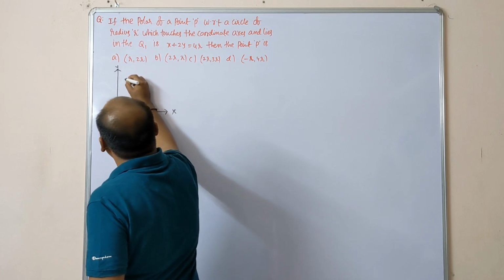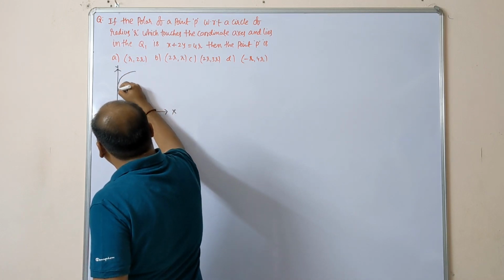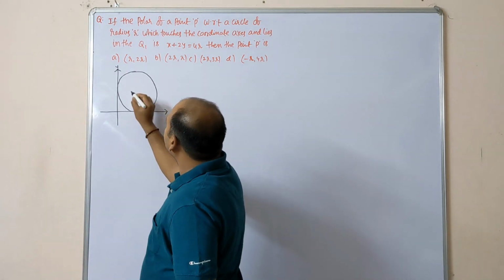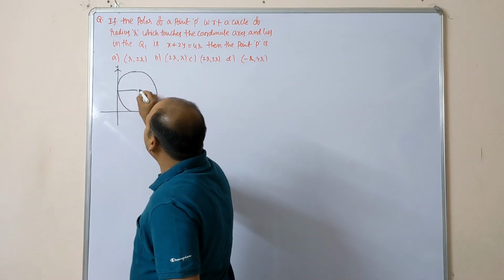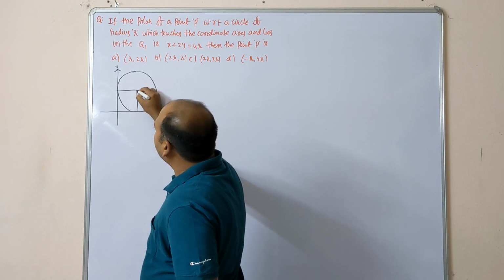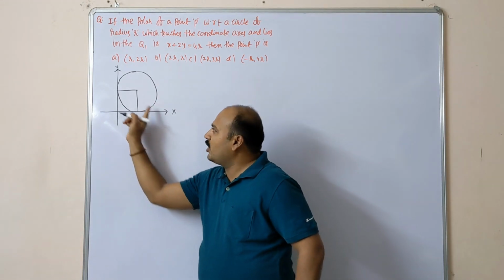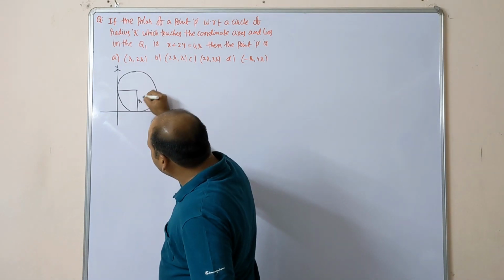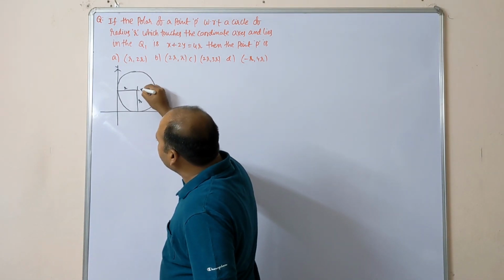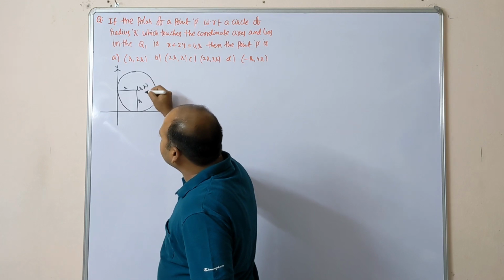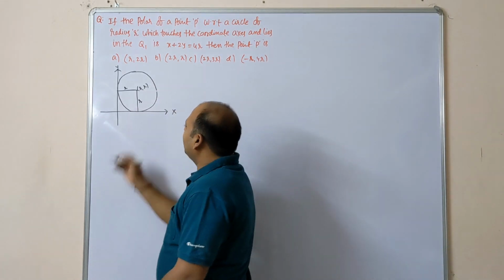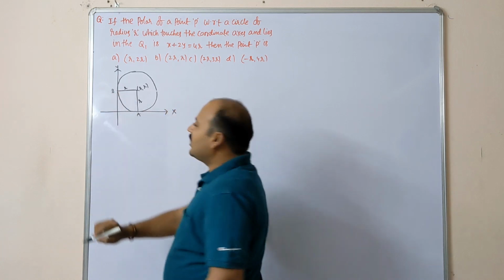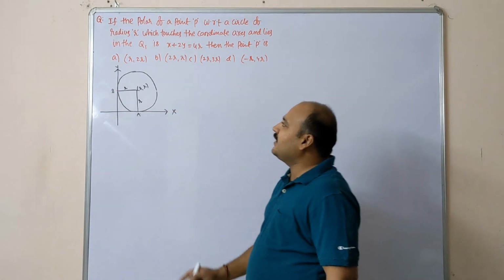X-axis, y-axis. Whenever the circle touches both the coordinate axes, and the radius is mentioned as R, the g and f values are the same. That means from here to here it is the absolute radius, and from here to here is also radius. So the center of the circle is R comma R. So this is A, this is B. So the equation of circle we can write now.